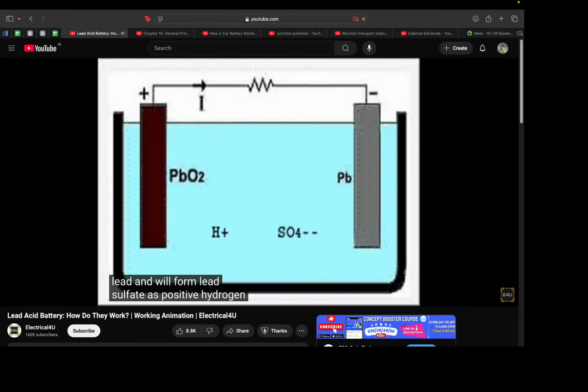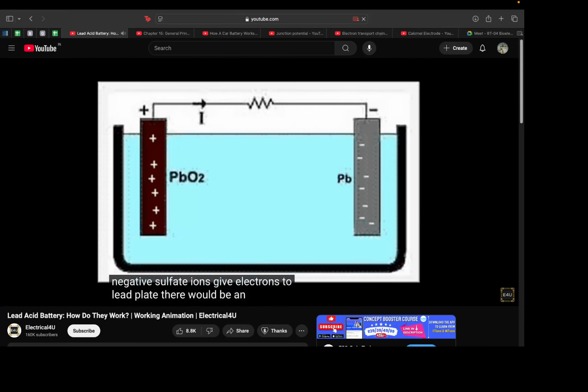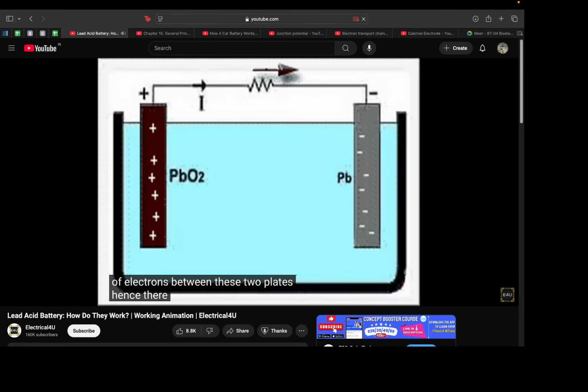As positive hydrogen ions take electrons from the lead peroxide plate and negative sulfate ions give electrons to the lead plate, there would be an inequality of electrons between these two plates. Hence, there would be a flow of current through the external load between these plates for balancing this inequality of electrons. This process is called discharging of the lead acid battery.